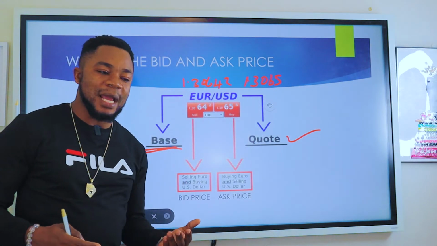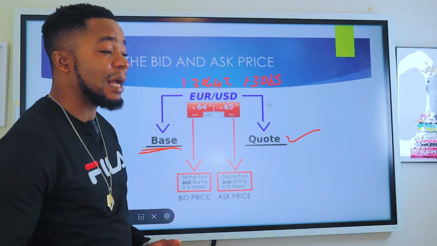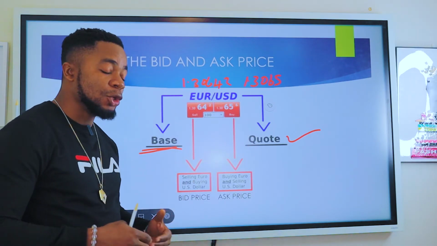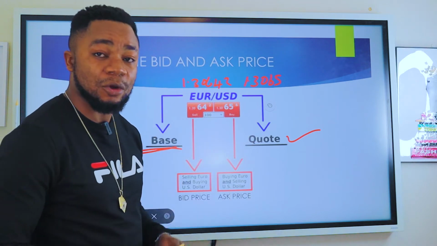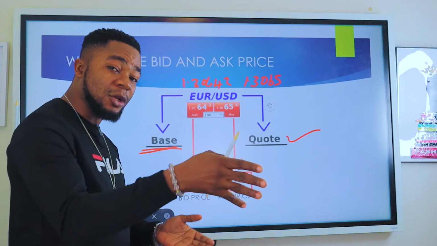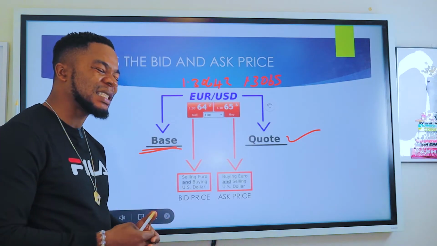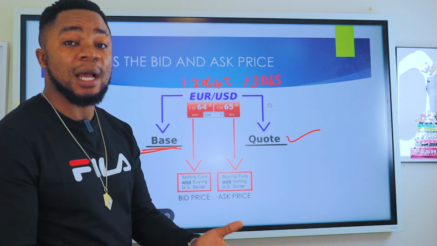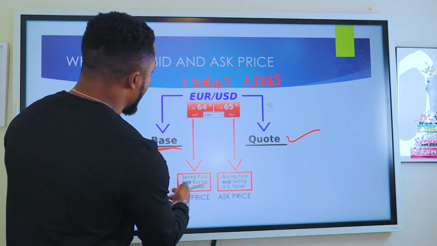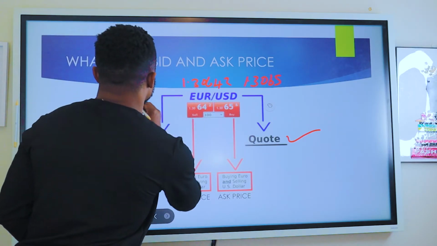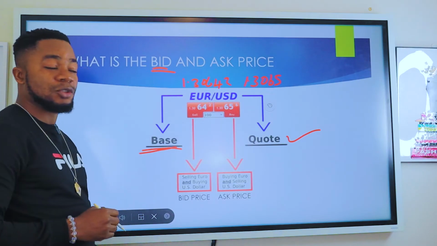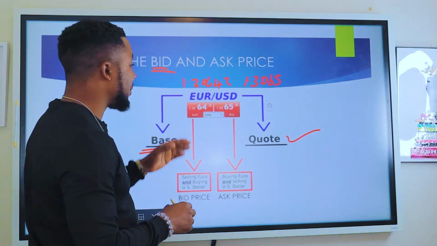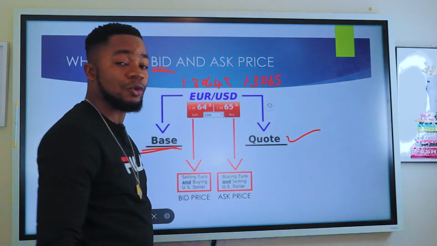So what is the bid price? The bid price, when it comes to any particular currency, is the price at which you are ready to buy that currency. You are ready to bid on that particular currency. So the bid price stands for the price you are ready to buy that currency pair. If I come here, the first price stands for the bid price, 1.30642.